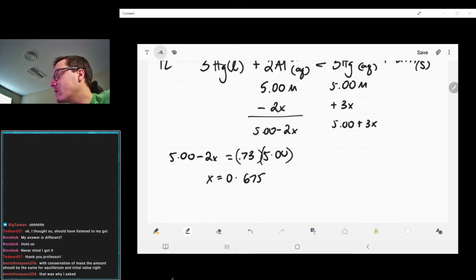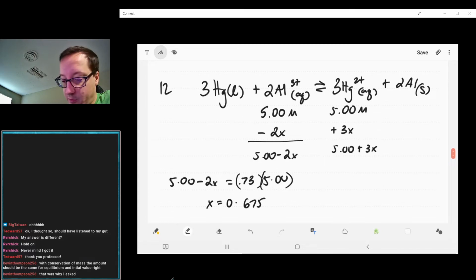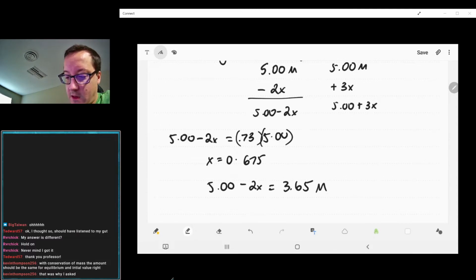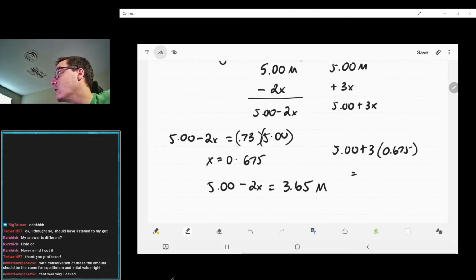What did this question ask, by the way? It asks for Kc. Okay, so we just need to find the equilibrium concentrations. So 5 minus 2x is going to be equal to 3.65 molar. And then 5 plus 3 times 0.675 is going to equal, let's see, 3 times 0.675 plus 5 is 7.025.